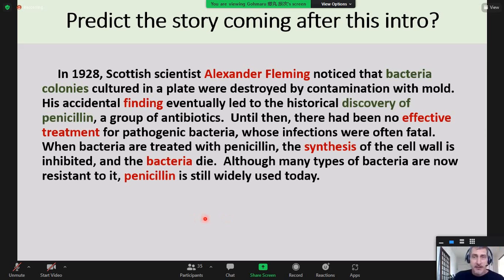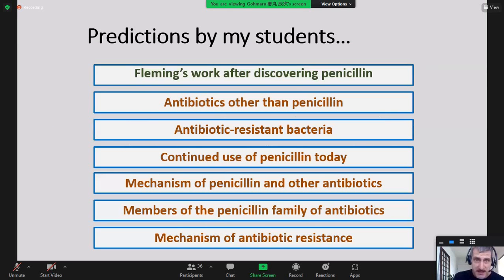I've done this in my class before, and here's a list of some of the predictions that we've had: Fleming's work after discovering penicillin, antibiotics other than penicillin, antibiotic-resistant bacteria, the continued use of penicillin today, the mechanism of penicillin and other antibiotics to kill bacteria, the many members of the penicillin family of antibiotics that exist today, the mechanisms by which bacteria obtain antibiotic resistance, and many more.